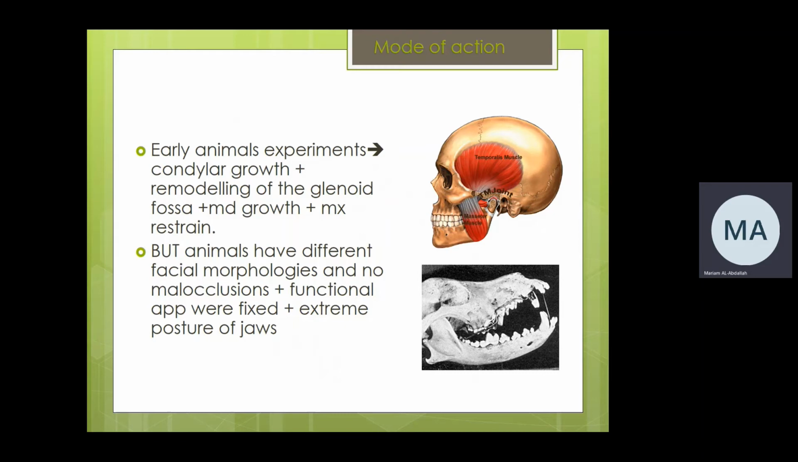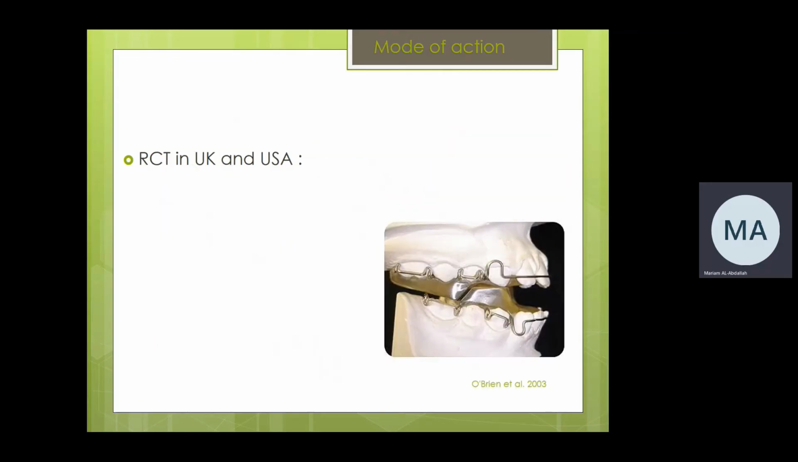And the functional appliances that were used in these experiments were fixed, so they were there 24 hours. And they had extreme posture of the jaw that could not be applied to humans. So although the animal experiments showed successful results with the functional appliances, the results should be carefully applied to humans with lots and lots of restrictions and limitations.